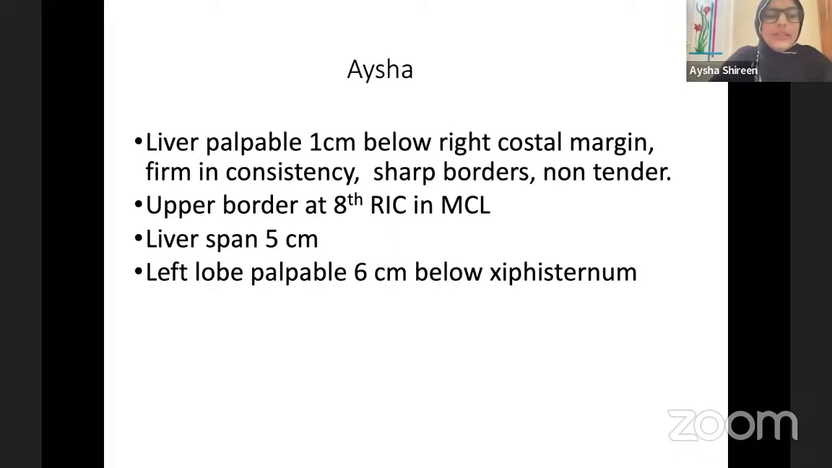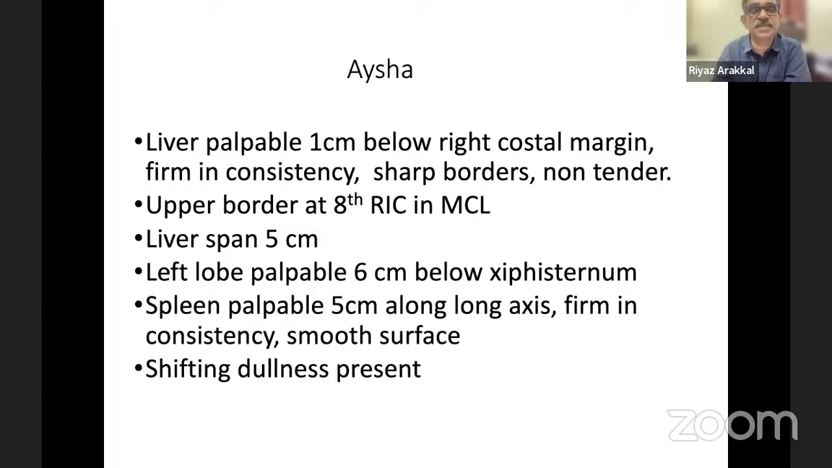On palpation, the liver was palpable 1 centimeter below the right costal margin, firm in consistency with sharp borders and non-tender. The upper border is palpated at the 8th right intercostal space in the mid-clavicular line, and the liver span was 5 centimeters. The left lobe was palpable 6 centimeters below the xiphisternum. You can see that the right lobe is actually shrunken, and the left lobe is comparatively larger. Spleen is palpable 5 centimeters, and there is shifting dullness. So these are the findings on examination.